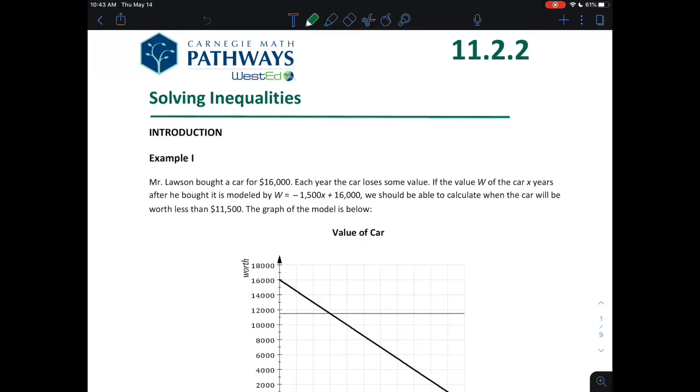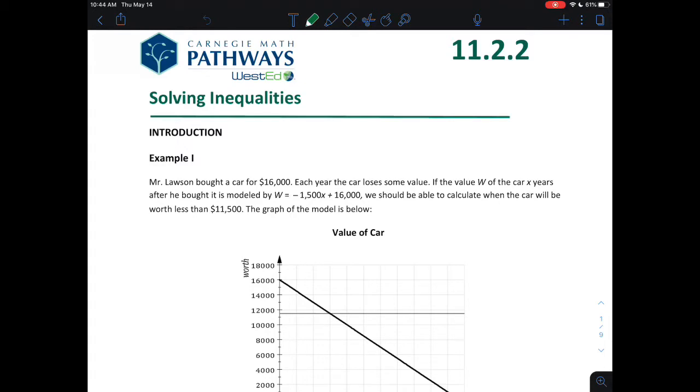Lesson 11.2.2, Solving Inequalities. To start this, we're going to look at an example. Mr. Lawson bought a car for $16,000. Each year, the car loses some value. If the value W of the car X years after he bought it is modeled by W equals negative 1,500X plus 16,000, we should be able to calculate when the car will be worth less than $11,500.